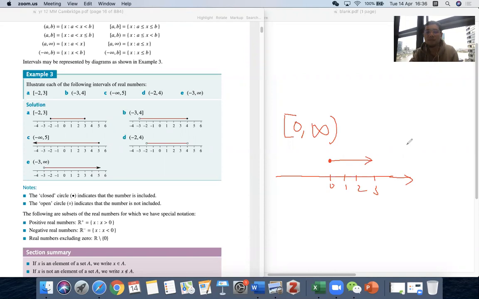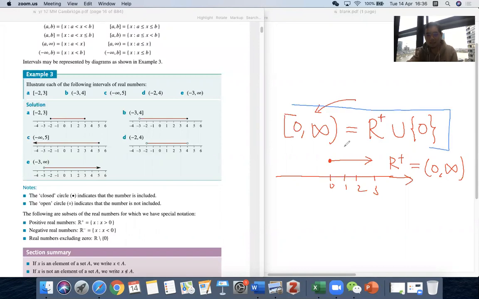And we also can find another equivalent form for this one. Some people are going to say, okay, I know this one is R positive, but we have to remember R positive means 0 to infinity, but not including 0. So if we want to make these two equal, you have to use this one, okay? Union 0. Then these two sets are equal to each other, okay?